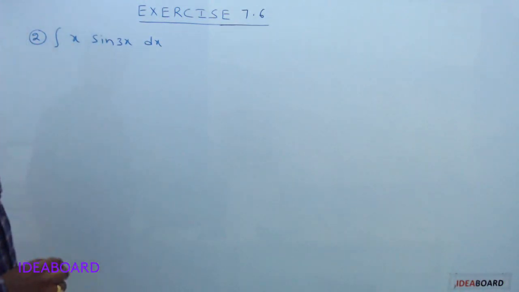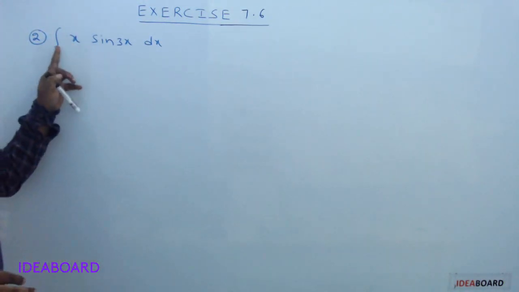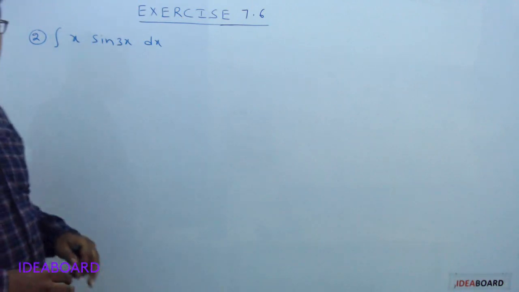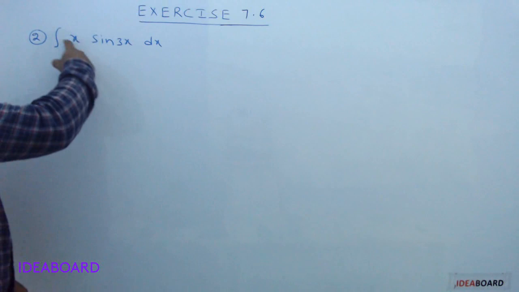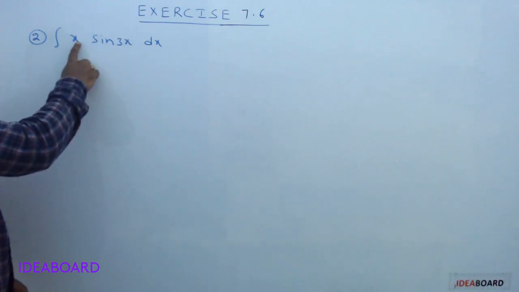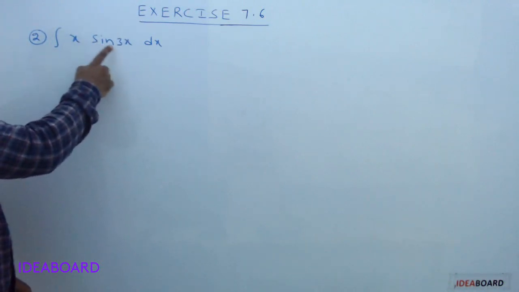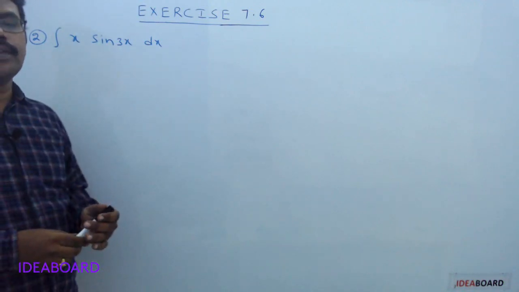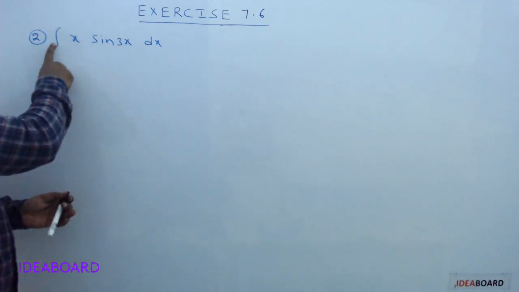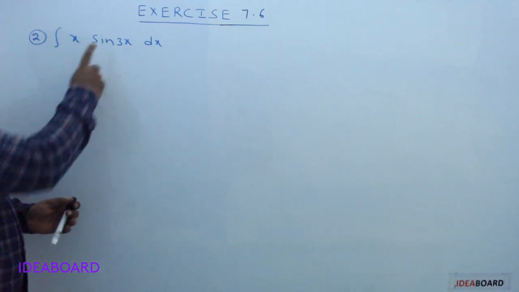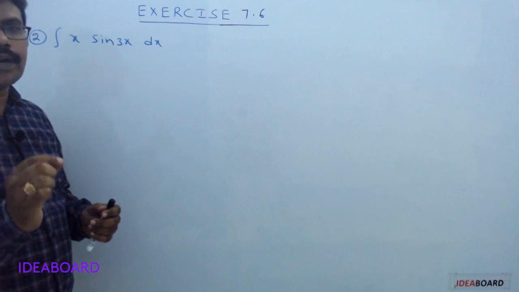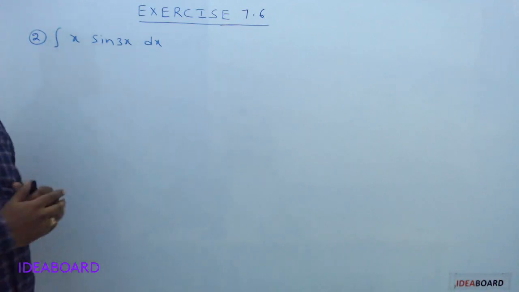Now see another problem. Integral x into sin 3x dx. Here your integrand contains a product of two functions, that is x into sin 3x. The integration by parts formula is used to integrate a product of two functions, so you can apply it on this problem.